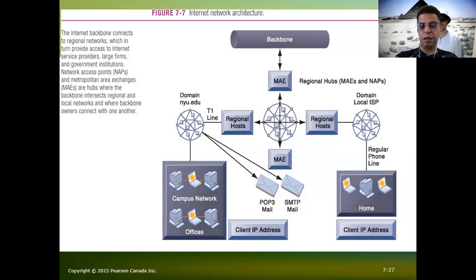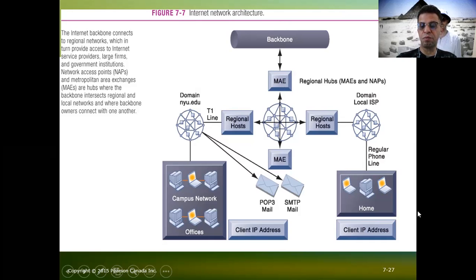Now, what's a backbone? The backbone is basically the system that connects you to the rest of the world outside your setup. It could be an individual or a company or organization to the outside. That's the backbone. And here, what do you have? You might have campus network clients connected to a certain domain, and the domain goes through the T1 regional hub and then host, and then it goes to the rest of the internet, and vice versa.